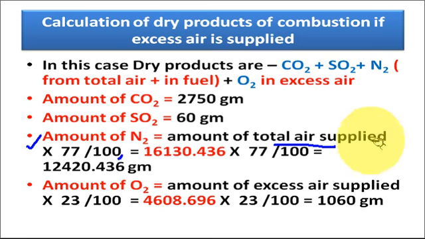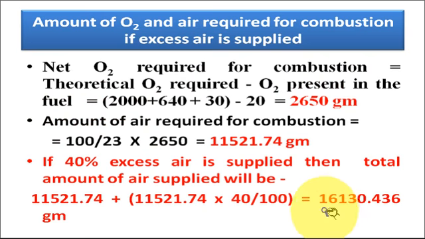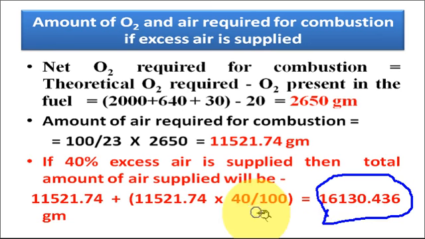And what is this total air supplied? This total air supplied is the minimum amount of air plus the excess air. That means this amount which we have just now calculated, that means total air in which excess air also included. This 40% is also included. That is the total air supplied.